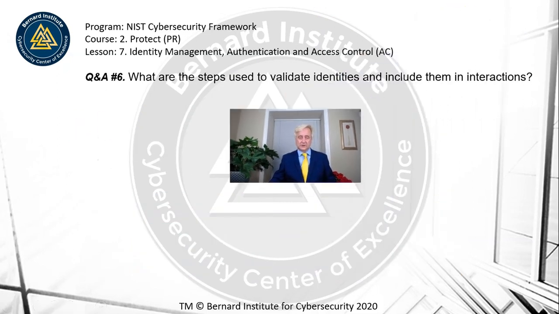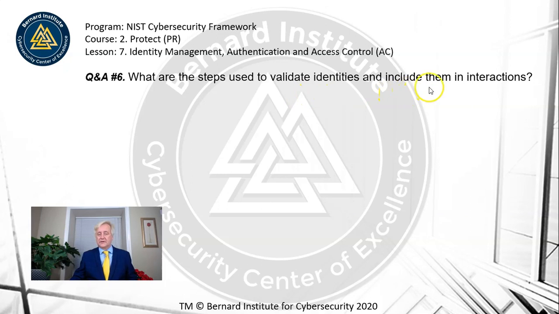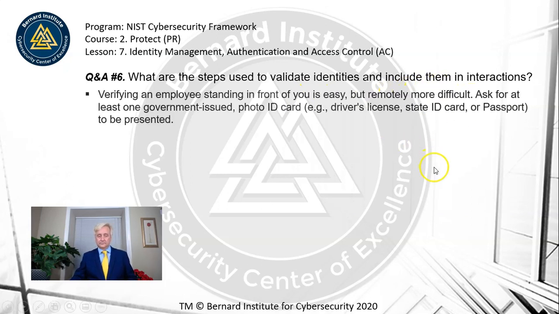Six, continued. What are the steps used to validate identities and include them in interactions? Well, verifying the employee standing in front of you is easy, but doing it remotely can be difficult. So you need some way to do that. There needs to be some kind of government ID maybe you can use to validate who you are before they grant you access.